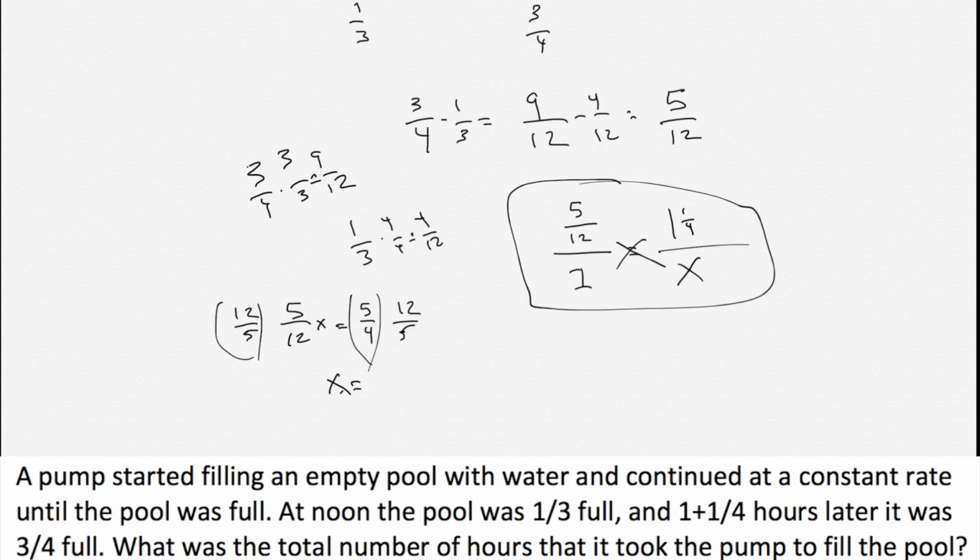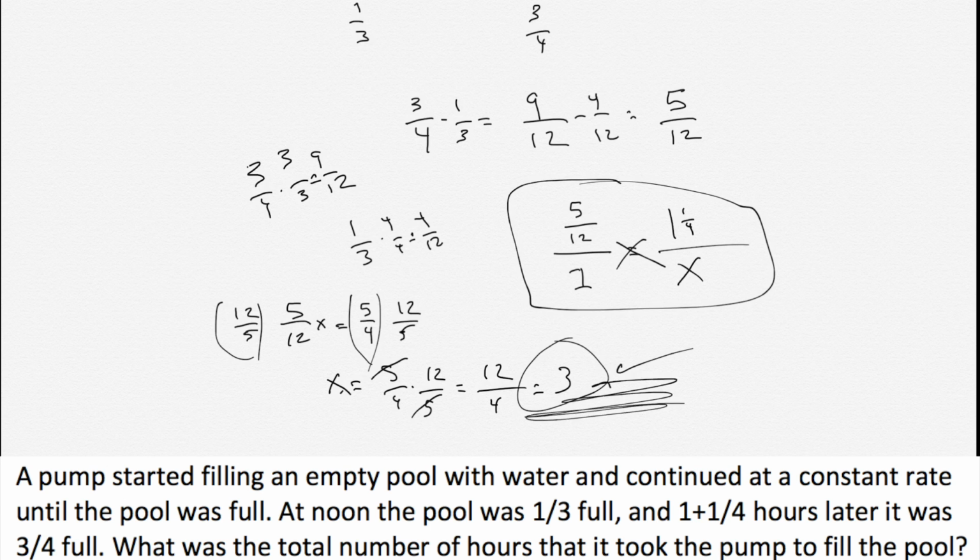So there you have it. You have x equals 5/4 times 12/5, and then the 5 and the 5 cancel out. So we get 12/4, and that reduces to 3, and that's the answer then. It would take 3 hours to fill up the whole pool.